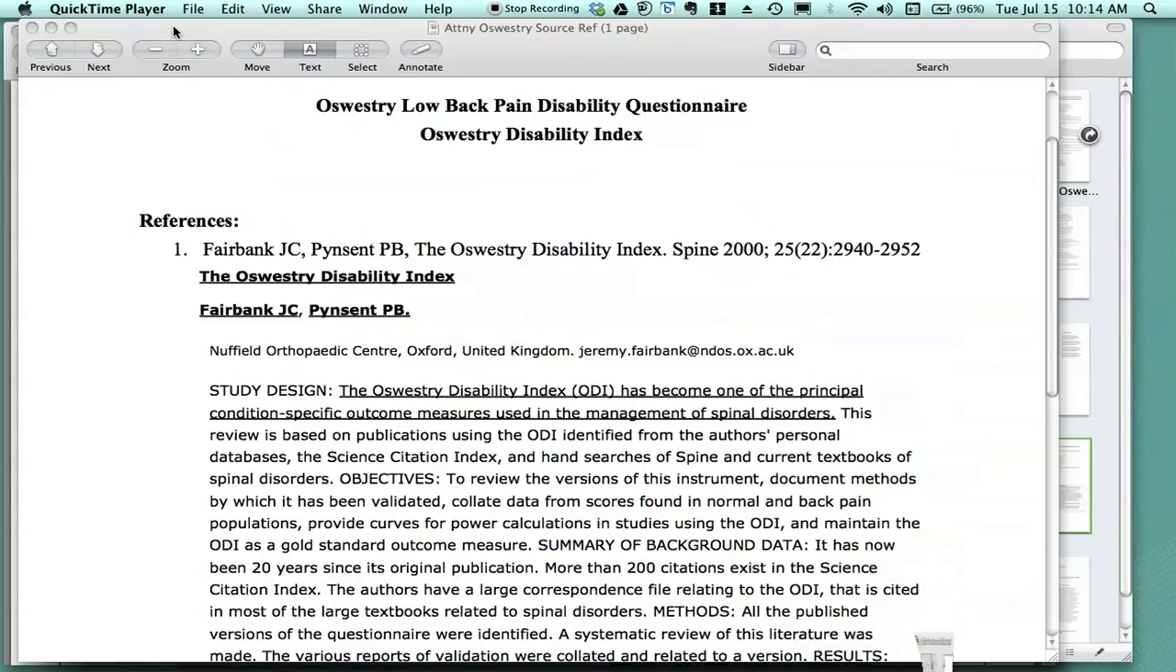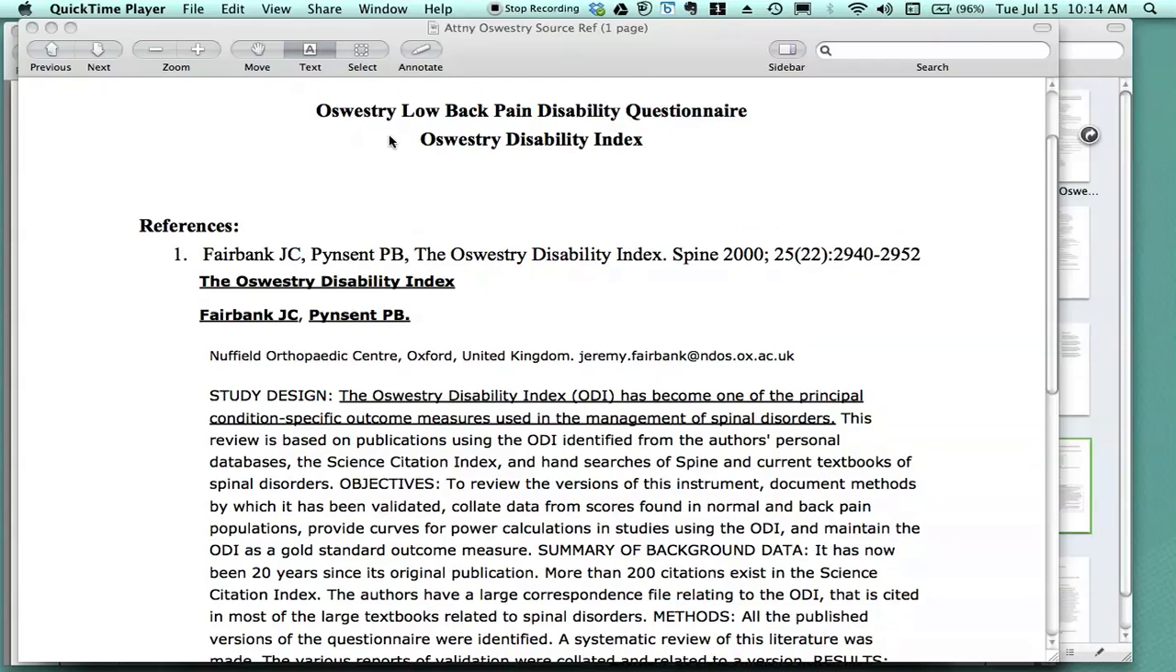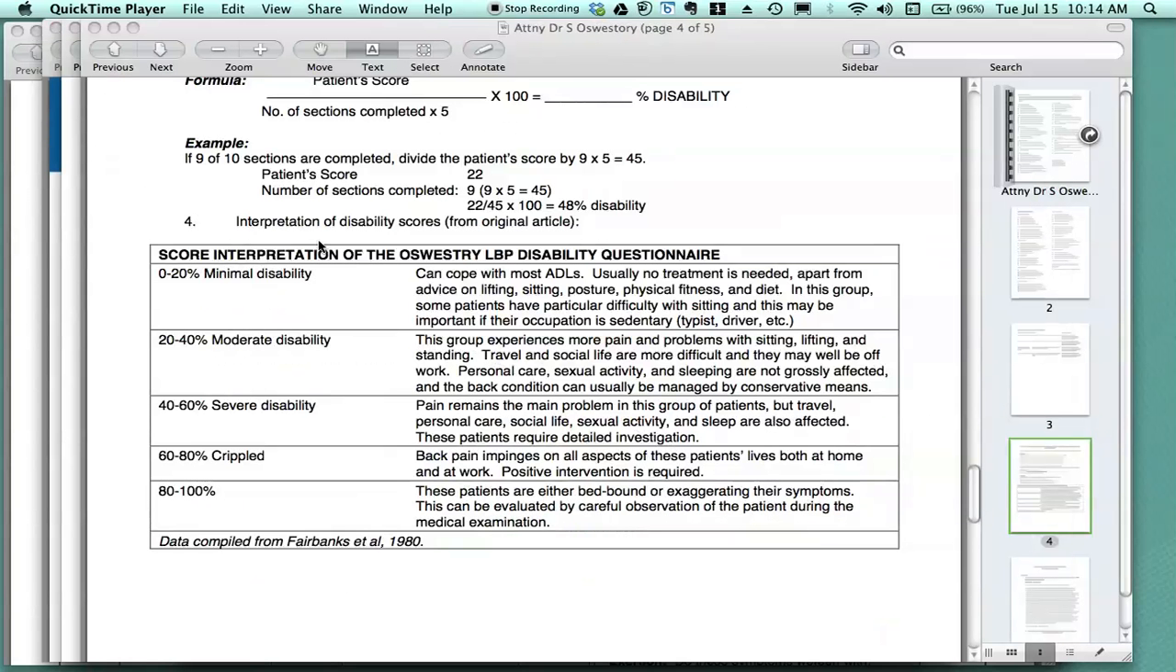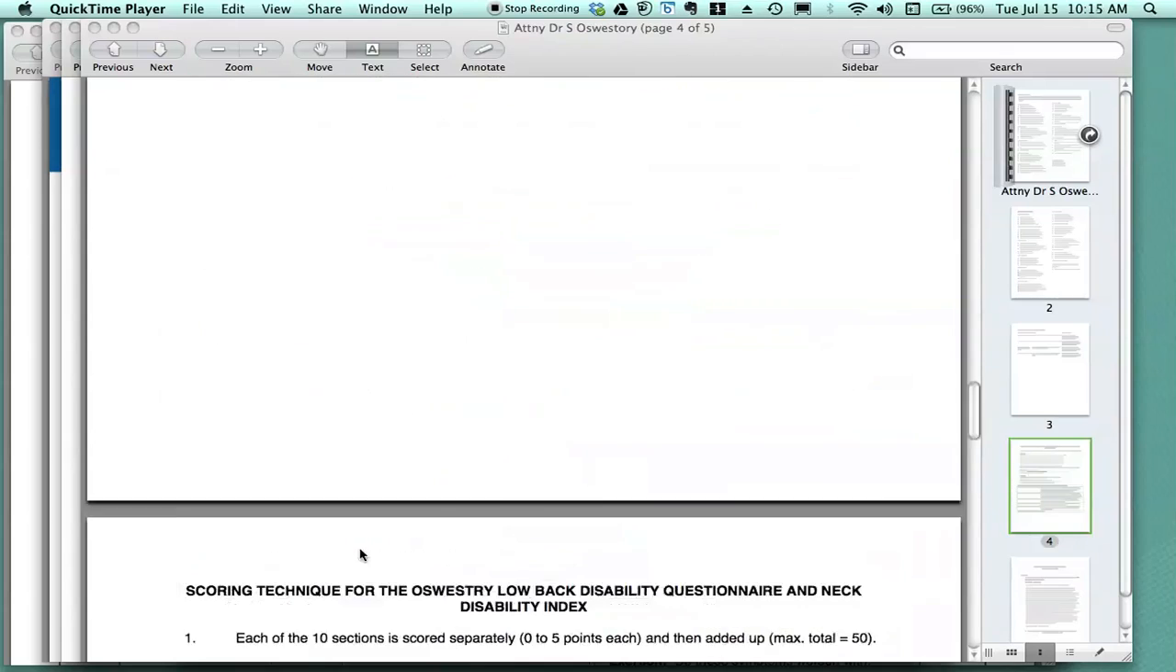The next diagnostic procedure we use is called the Oswestry Low Back Pain Disability Questionnaire. This is the research here. Basically, it says that the Oswestry Disability Index has become one of the principal condition-specific outcome measures used in the management of spinal disorders. Basically, this is a series of questions regarding the activities of daily living of the individual and how they are affected by the injury.